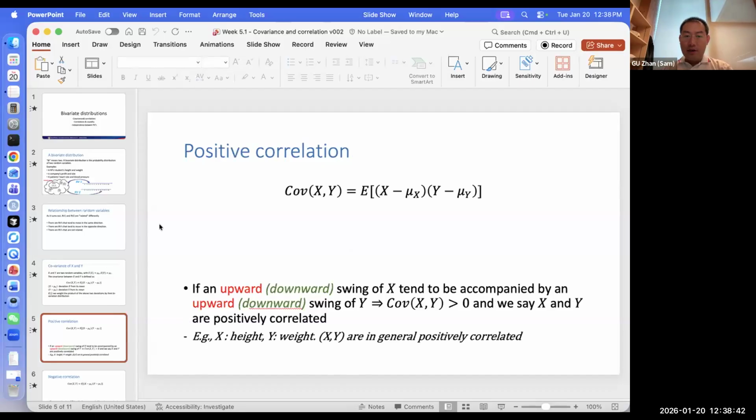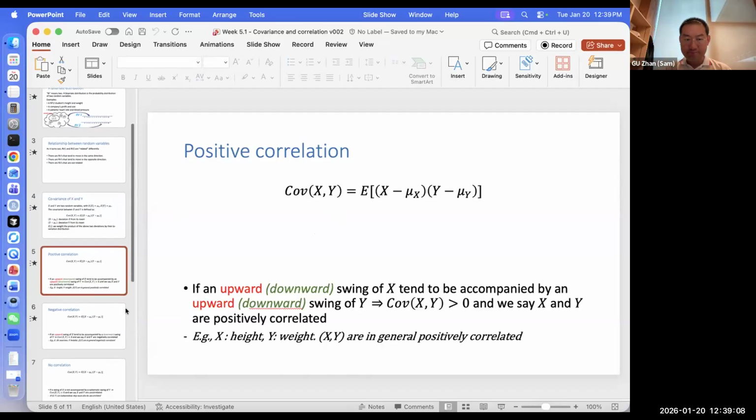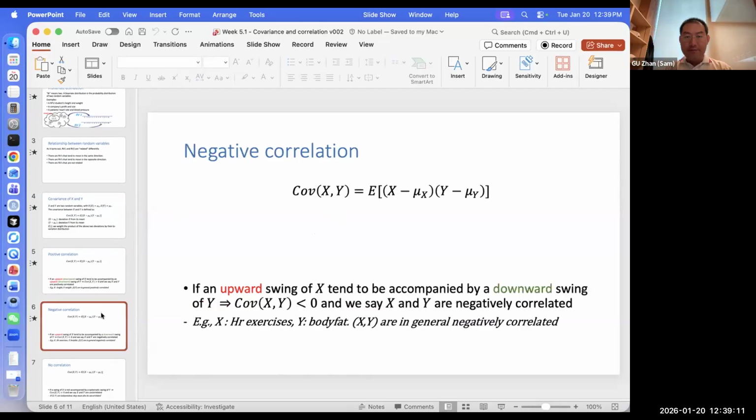So for positive correlation, the covariance value can take values from minus infinity, a very large negative number, through 0 to positive infinity, theoretically. If it's a positive value, that means X and Y tend to move together in the same direction. For a negative correlation, the covariance value will be negative, so they are moving in two different directions.